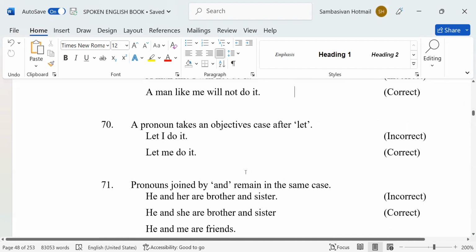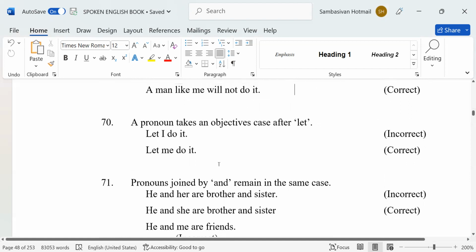Correct. 70. A pronoun takes the objective case after let. Let I do it. Incorrect. Let me do it. Correct.